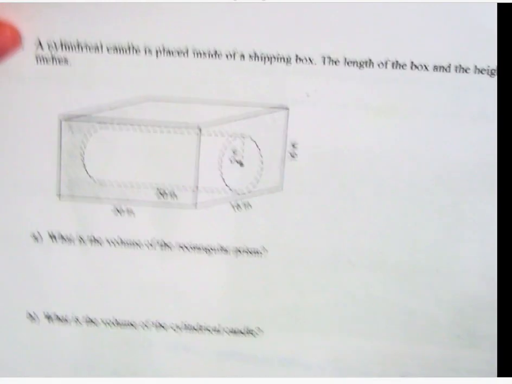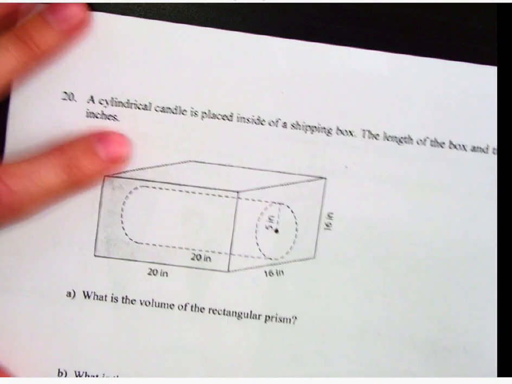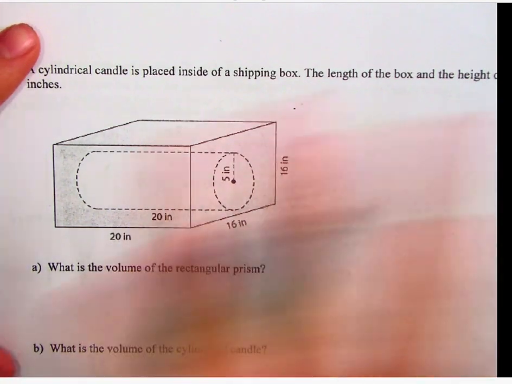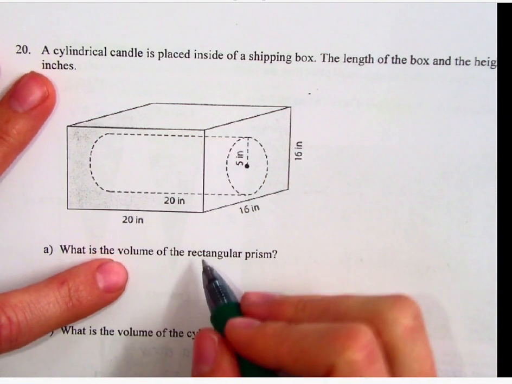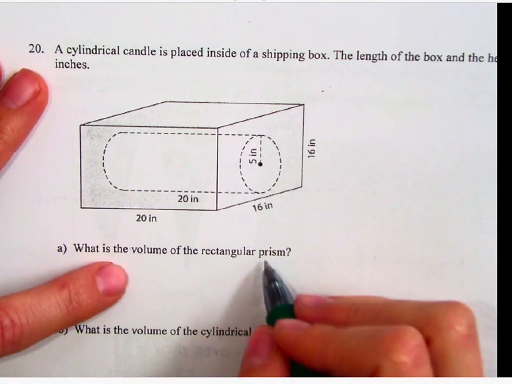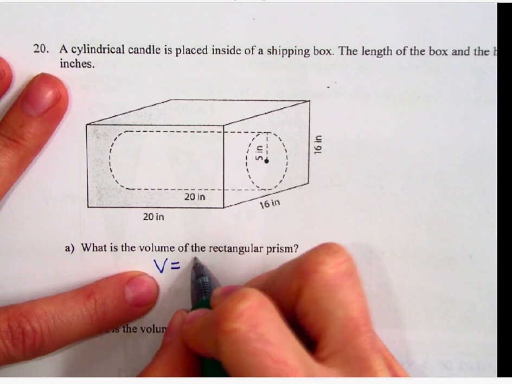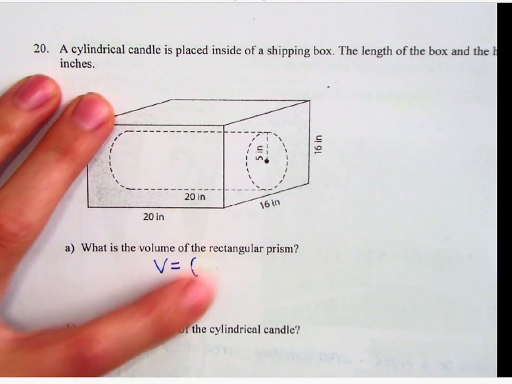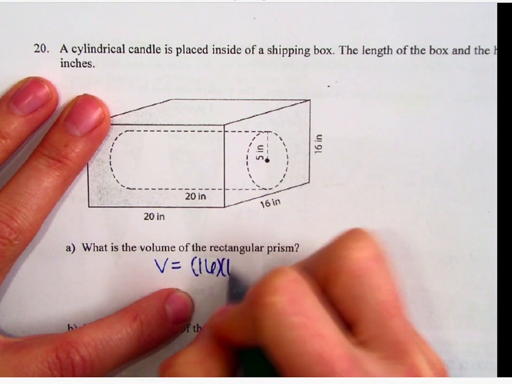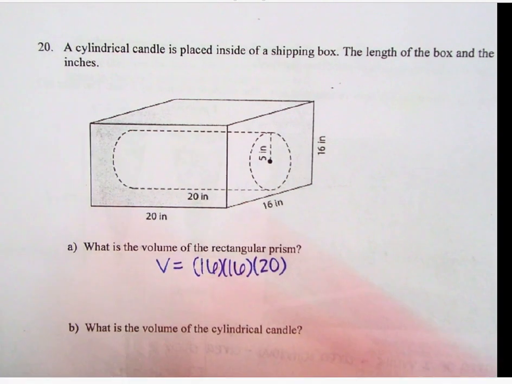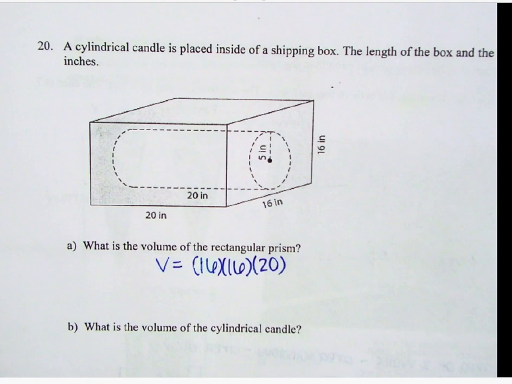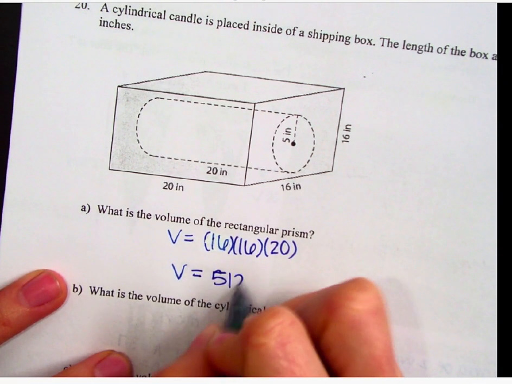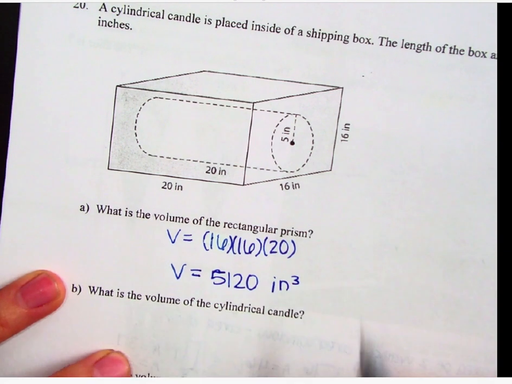Okay, we have a cylindrical candle placed inside of a shipping box. We know the length of the candle, the box, we have all the dimensions. So what we're going to do first is find the volume of the rectangular prism. So we're multiplying the length and the width of the base times the height. So 16 times 16 times 20 gives us that the volume of the rectangular prism is 5,120 cubic inches.